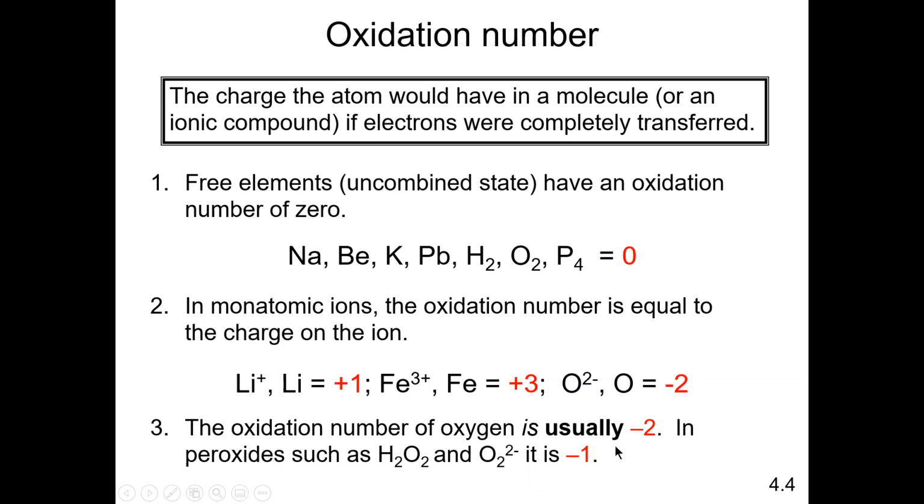In most compounds, the oxidation number of oxygen is -2, but in the case of anything that contains a peroxide ion, the oxidation number is -1 for oxygen, all right?